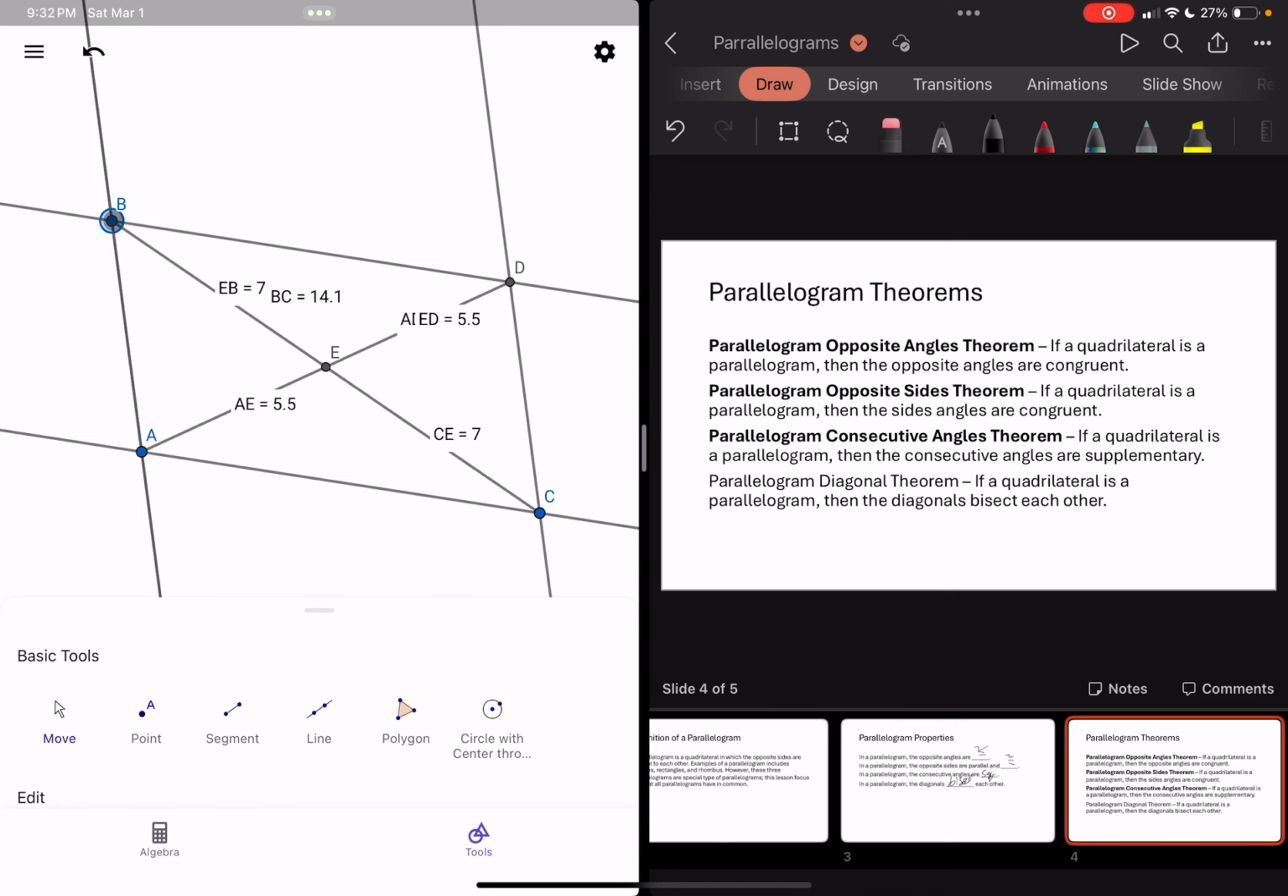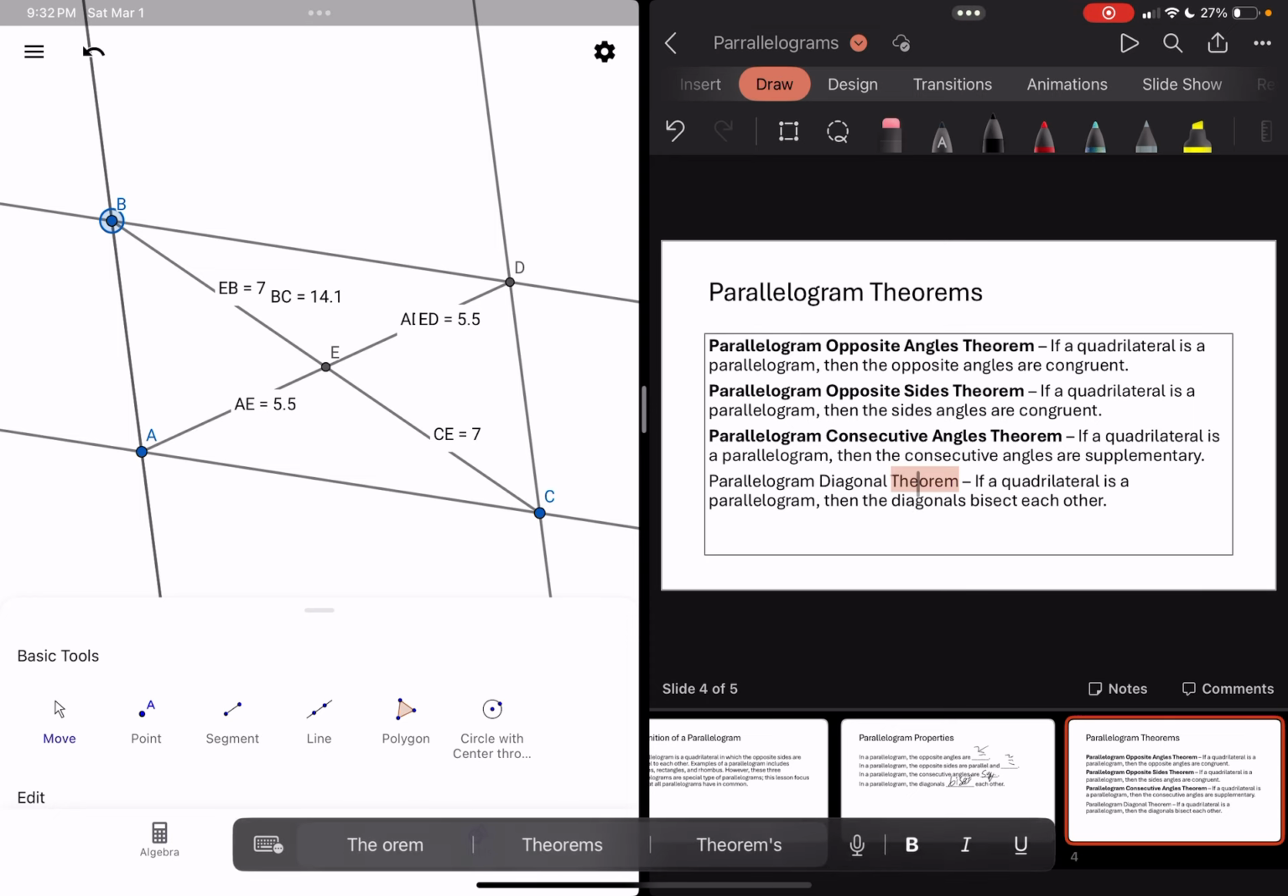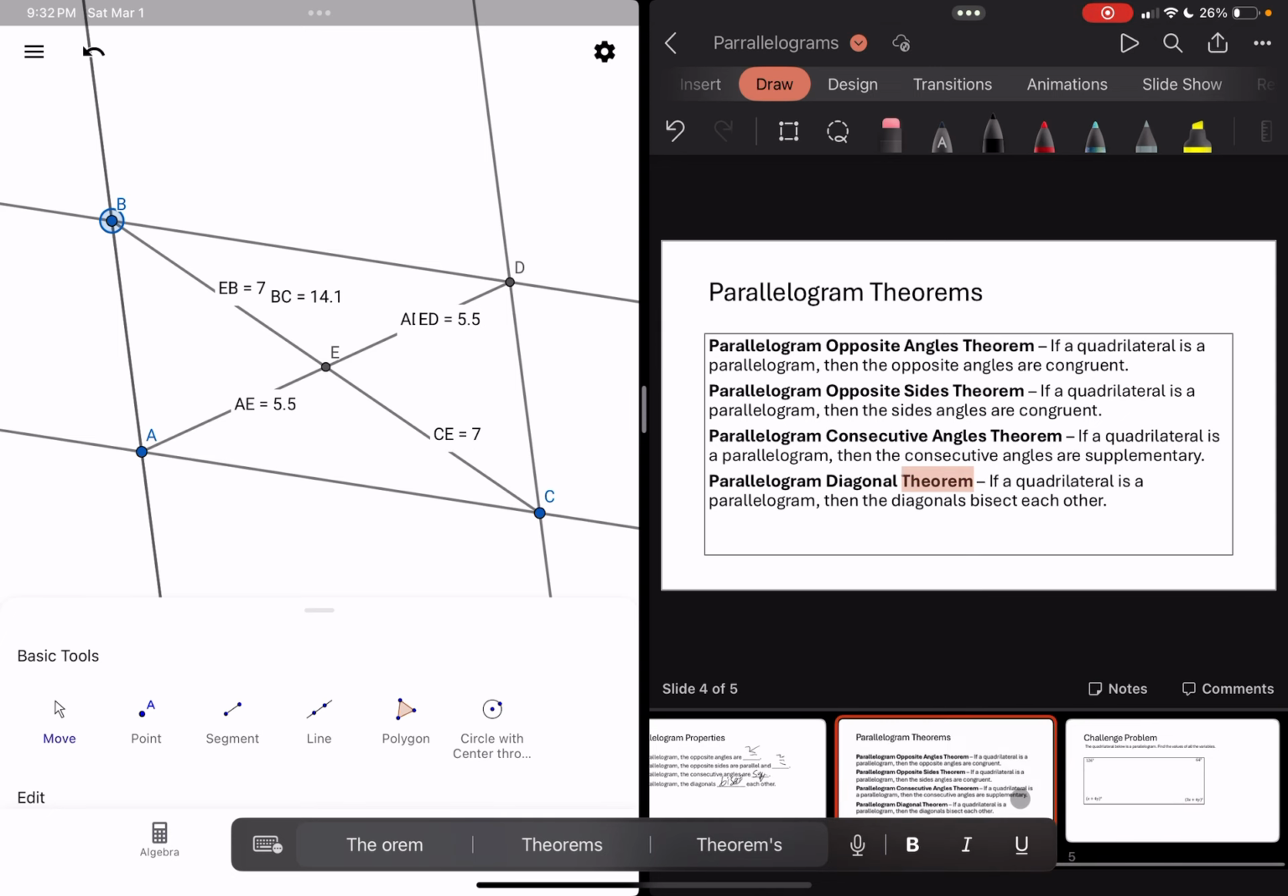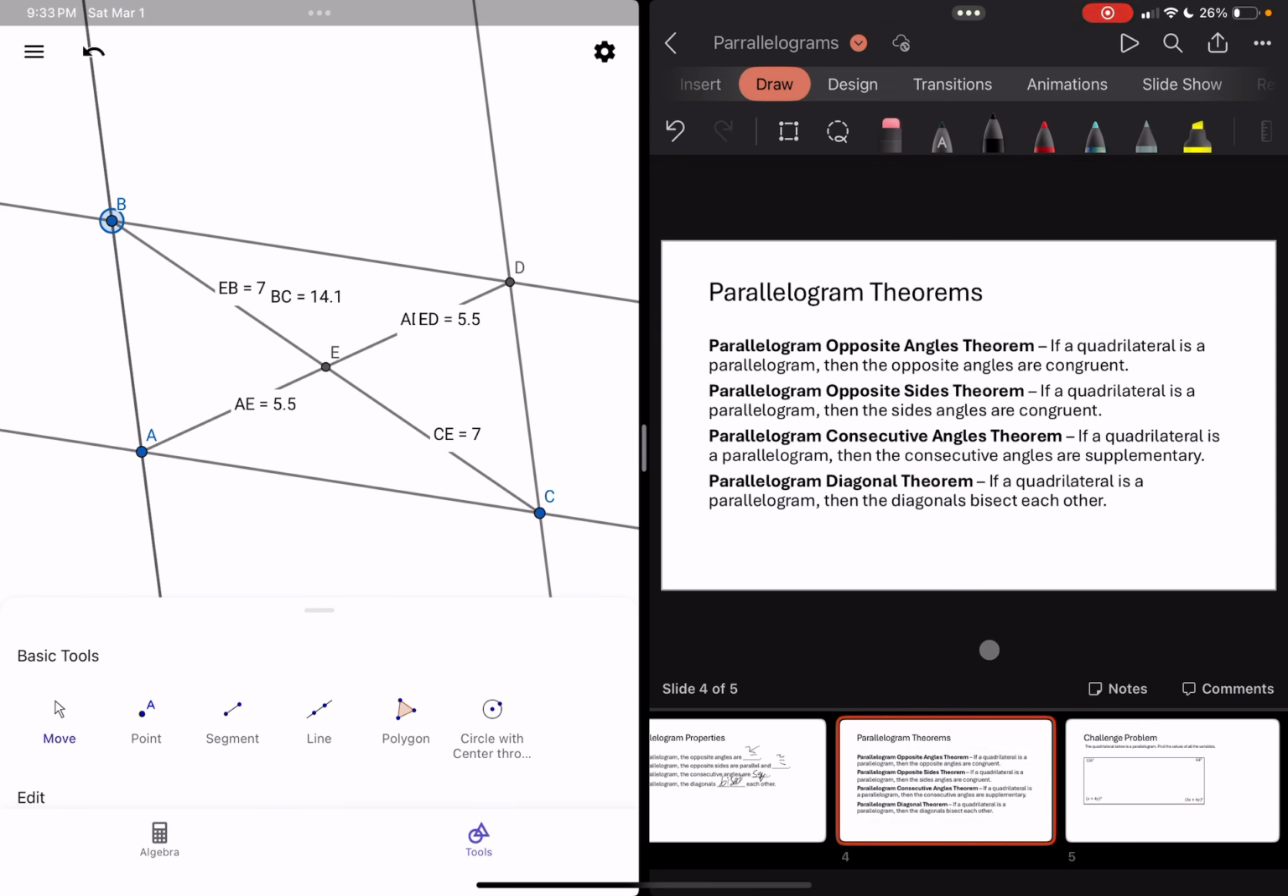The parallelogram opposite sides theorem: if a quadrilateral is a parallelogram, then the opposite sides are congruent. Then the consecutive angles in a parallelogram are supplementary, as we saw. And then the parallelogram diagonals theorem just states that if a quadrilateral is a parallelogram, then the diagonals bisect each other. So those are the four parallelogram theorems. And for any parallelogram, for any quadrilateral in which the opposite sides are parallel, these will hold true.